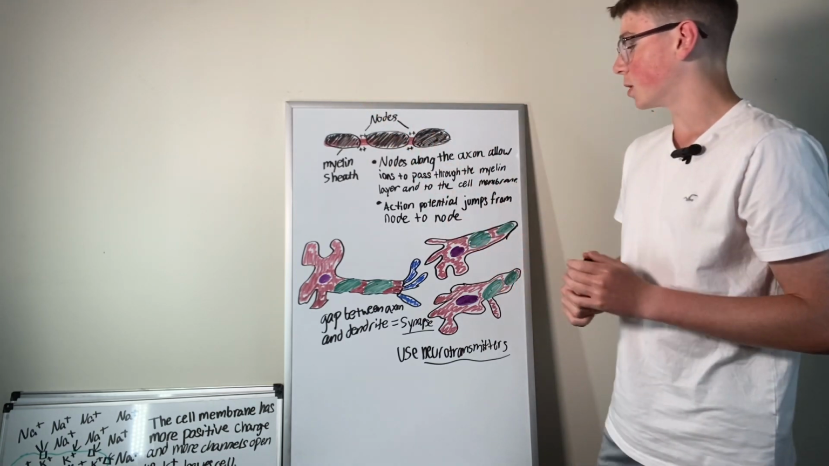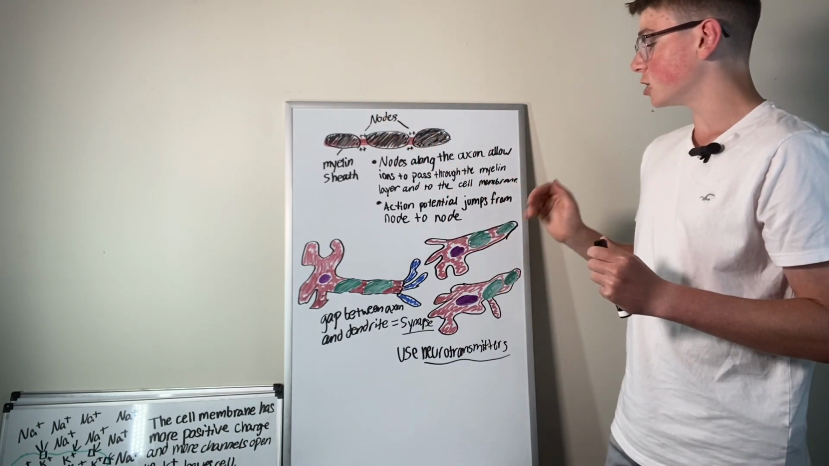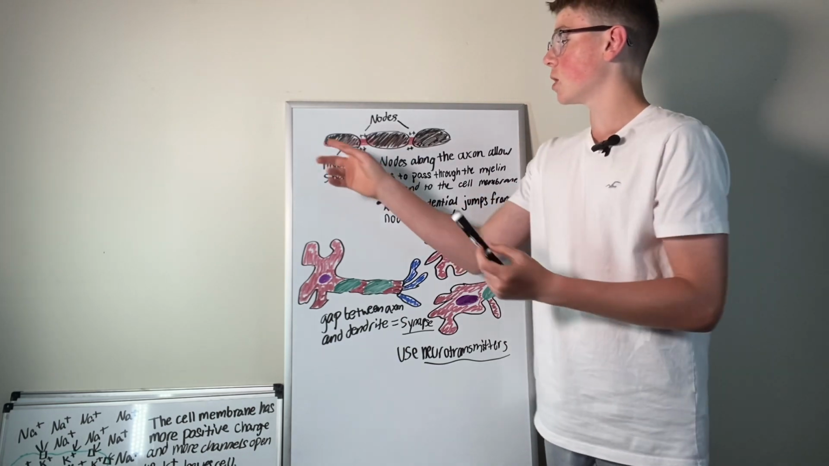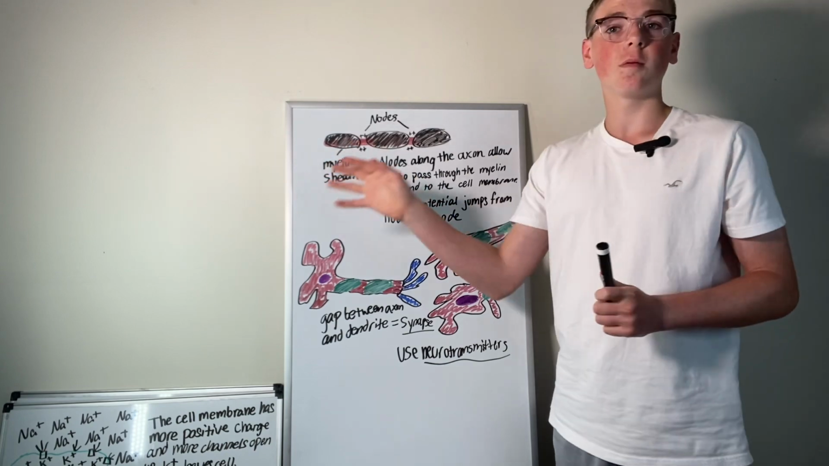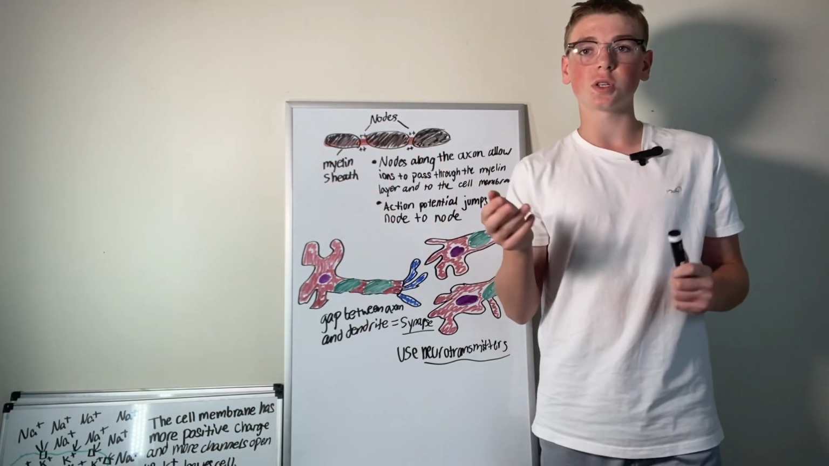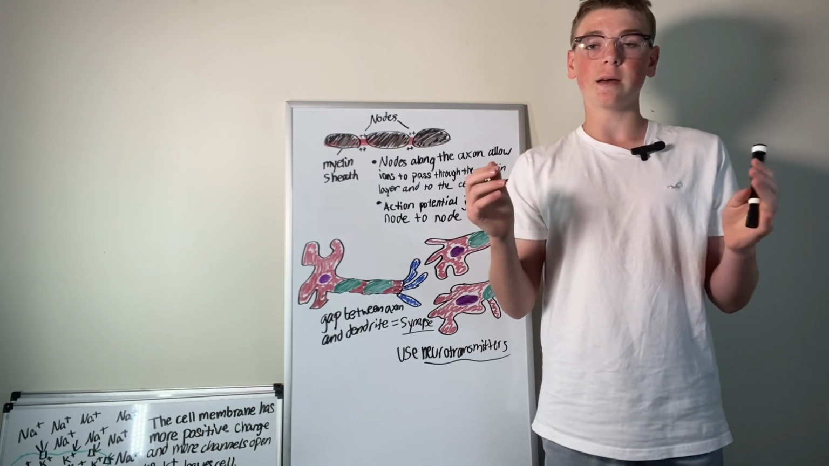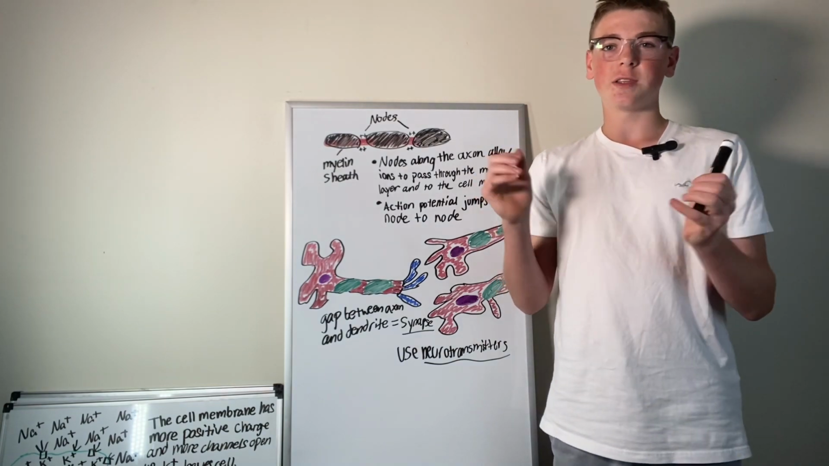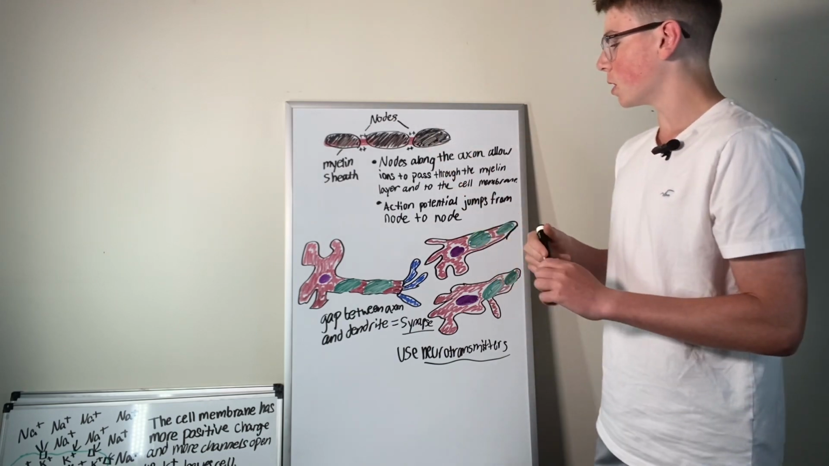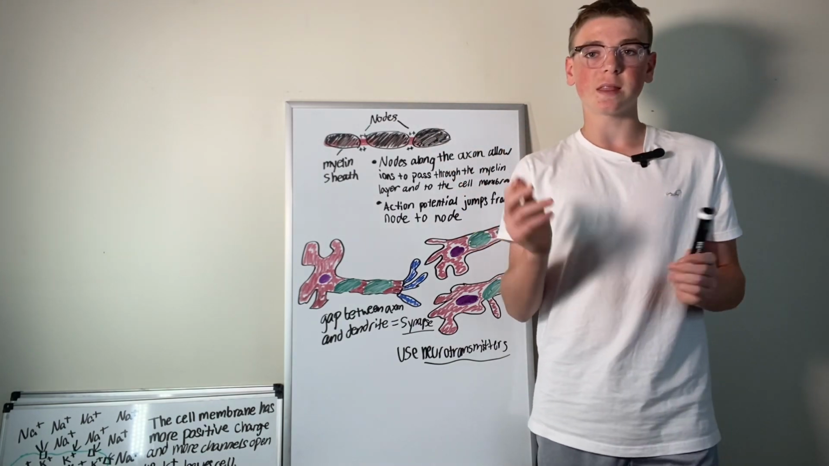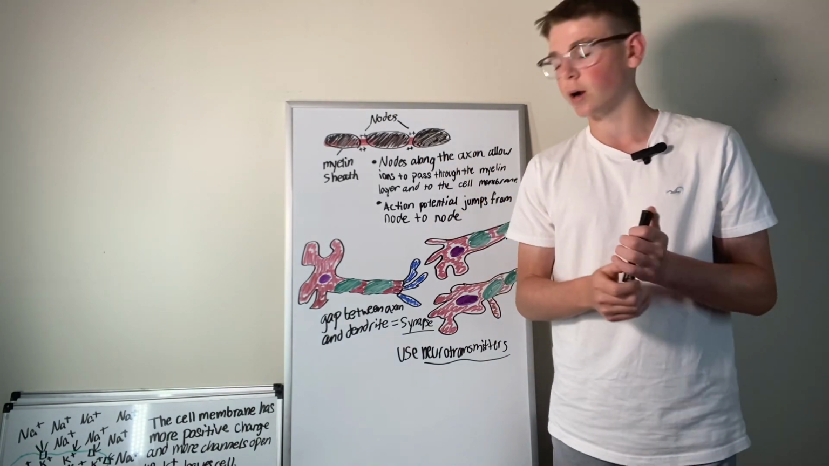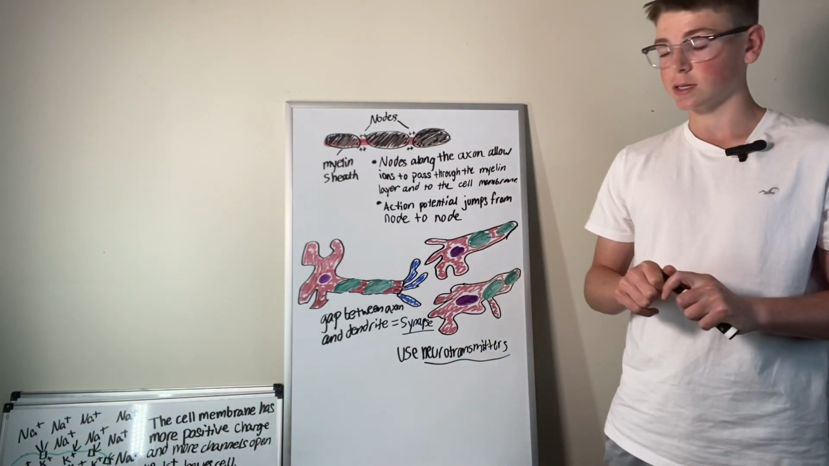Then the action potential can jump from node to node. So the action potential just skips over the whole myelin sheath, and the ions are charged in between the myelin sheaths and on the nodes, and it allows the action potential to jump from node to node, and this increases the speed that the action potential can move, and then it just gets sent off to the next neuron.